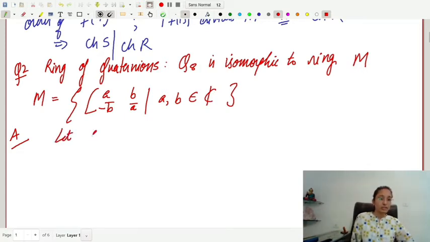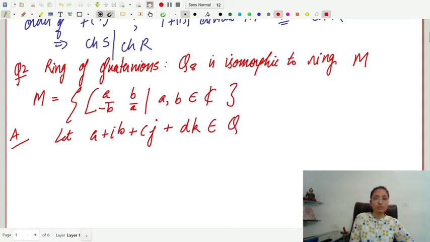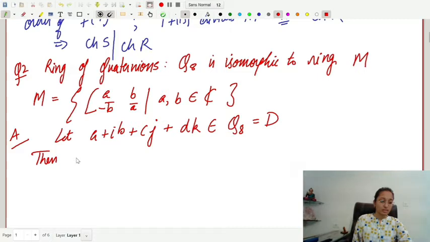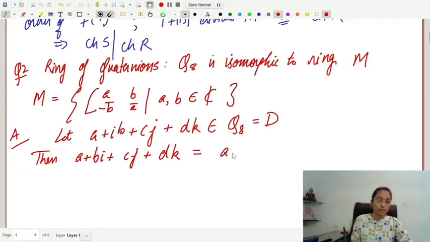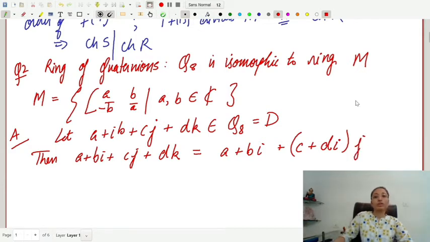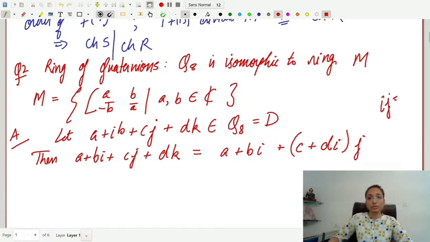Let a plus iota b plus cj plus dk belong to Q8. We are representing the ring of quaternions by D for the time being. Then a plus bi plus cj plus dk is equal to a plus bi plus c plus di times j, because in the ring of quaternions ij is equal to k. That's why we have replaced k with ij.